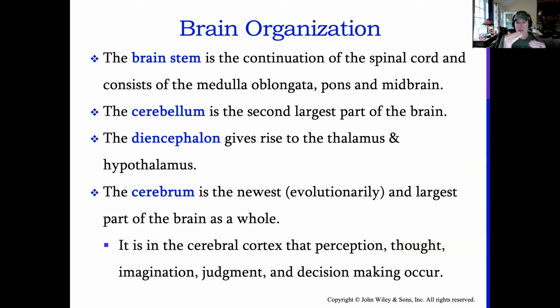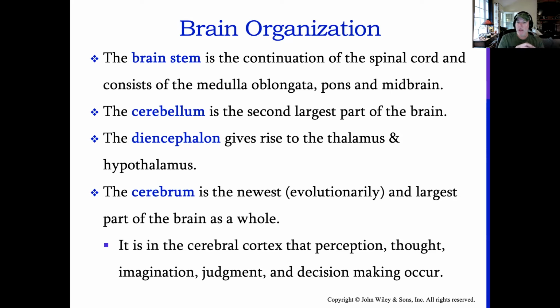But let's spend just a couple of minutes here talking about what each one is made up of. The brainstem is going to be the most inferior part of the brain. This is the part of the brain that's going to actually connect to the spinal cord, and it's going to consist of three different structures: the medulla oblongata, the pons, and the midbrain.